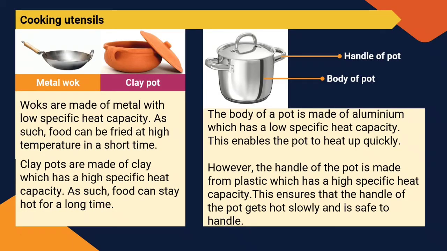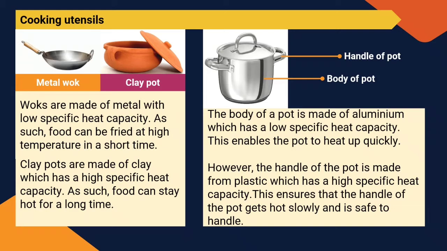Cooking utensils. Woks are made of metal with low specific heat capacity. As such, food can be fried at high temperature in a short time. Clay pots are made of clay which has a high specific heat capacity. As such, food can stay hot for a long time.